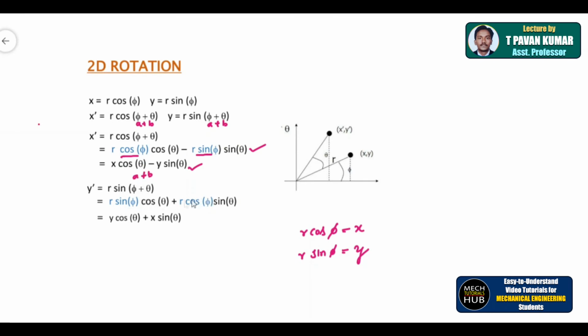Accordingly, you can write the equation and you can replace this r sin phi and cos phi with x and y. This term becomes x, this term becomes y. Accordingly, you can write the equation. This equation has to be remembered, and the same equation can be written in vector form also, that you could see here.